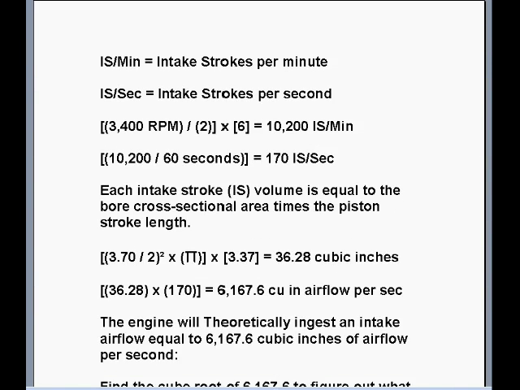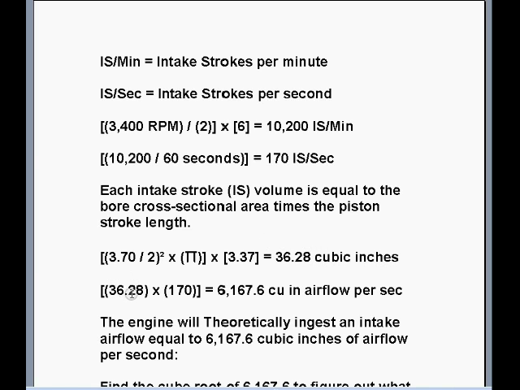So the intake strokes per minute is equal to 3,400 RPM, that's the max torque output RPM, divided by 2 times 6, so that translates into 10,200 intake strokes per minute. Divide that by 60, so at the given parameters, 170 intake strokes per second are taking place. Each intake stroke volume is equal to the bore cross-sectional area times the piston stroke length. So if we take the bore diameter of 3.7 inches, divide it by 2 squared times pi times a piston stroke of 3.37 inches, that equals 36.28 cubic inches per cylinder per intake stroke. So each intake stroke in each cylinder will have 36.28 cubic inches of volume.